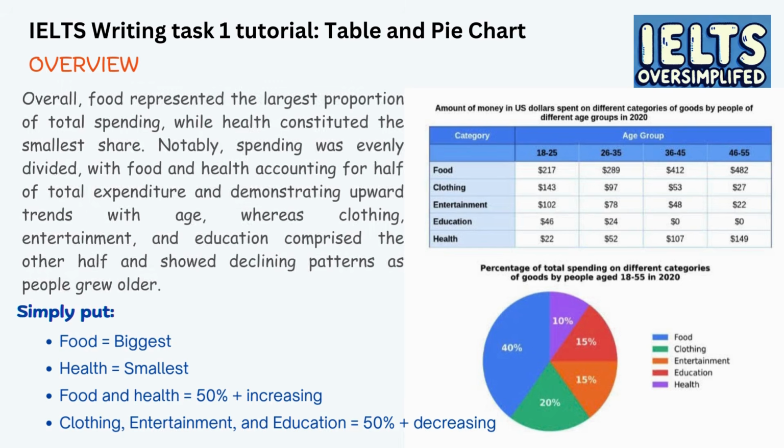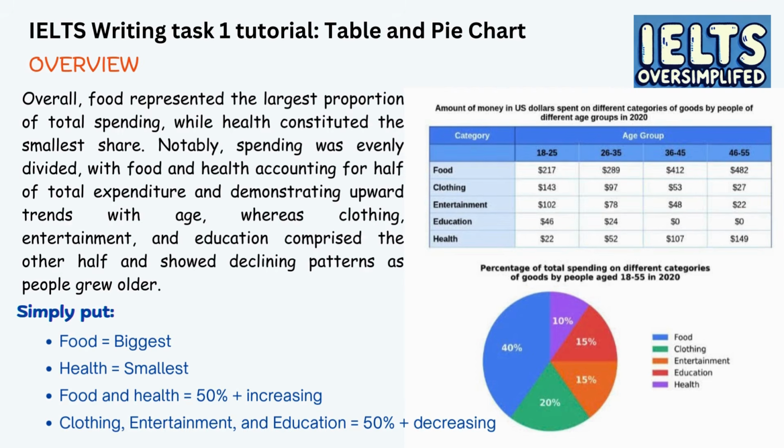Now, here's my overview. Overall, food represented the largest proportion of total spending, while health constituted the smallest share. Notably, spending was evenly divided, with food and health accounting for half of total expenditure and demonstrating upward trends with age, whereas clothing, entertainment, and education comprised the other half and showed declining patterns as people grew older.